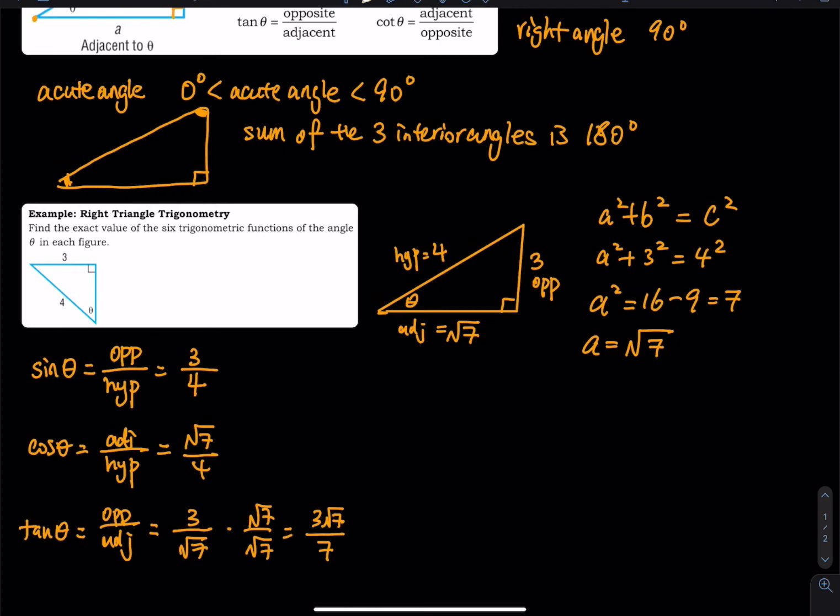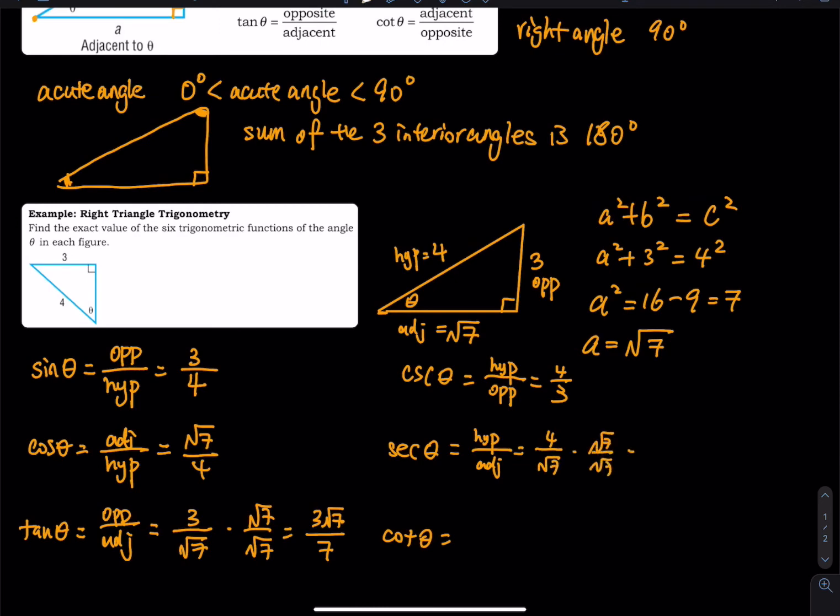And then the other three, and cotangent, so we are taking the reciprocal of SOHCAHTOA. So this one is not SOH anymore. This one will be hypotenuse divided by opposite. So that will be 4 divided by 3. And then this one will be hypotenuse divided by adjacent. So that is 4 divided by root 7. And then you rationalize that. You have 4 root 7 divided by 7.